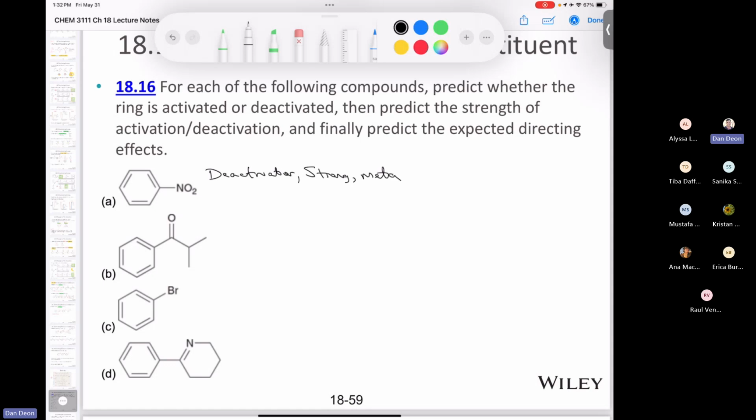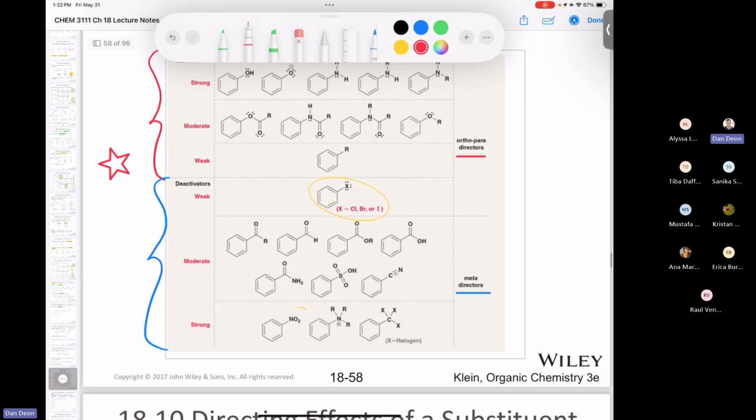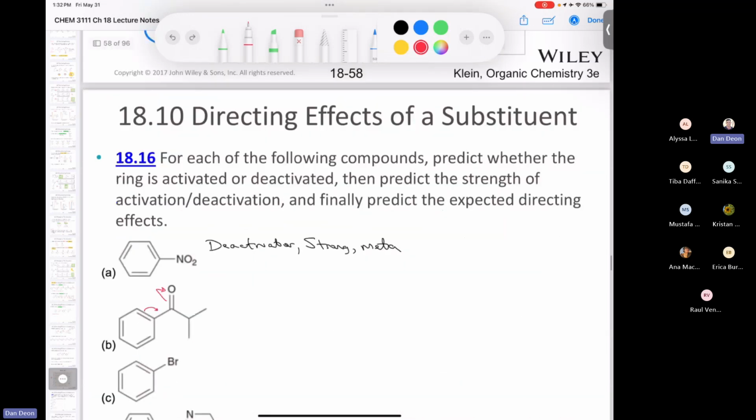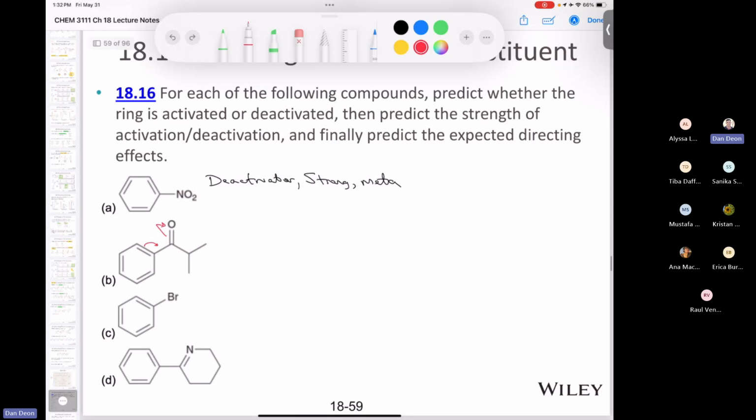The next one, we have a carbonyl, right? We have a carbonyl directly attached to the aromatic ring. And so you can see how that could pull electron density out of the ring. And so this is going to be a deactivator, but it's not one of the three strong deactivators. In fact, you notice the acyl groups are moderate deactivators. So we're going to put here deactivator, moderate.